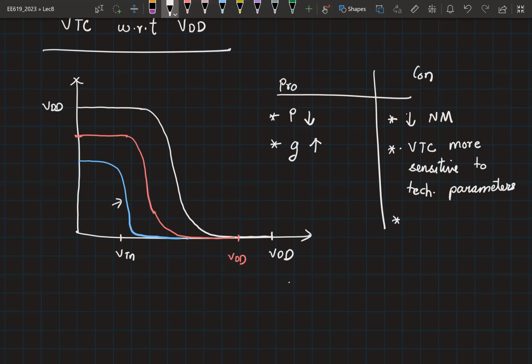Minor changes in VTN, your VTC is going to shift a lot, right? And finally, we will see this by the end of this class. Your delays of the inverter are going to worsen. So your propagation delay is going to increase.